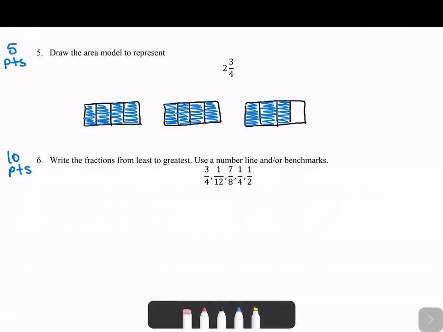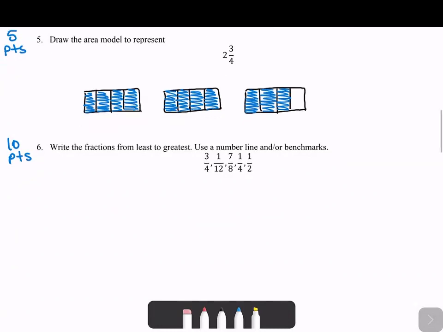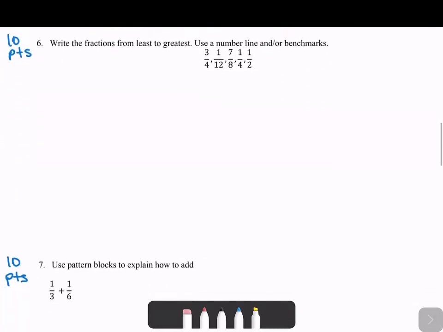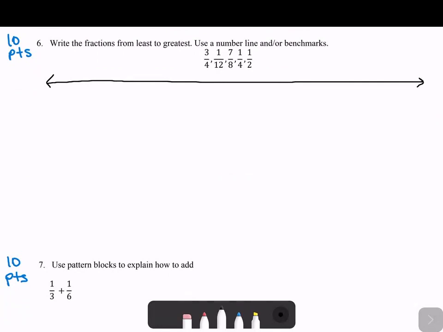Okay, number 6, we want to use fractions to write these numbers from least to greatest, and we want to use a number line and/or benchmarks. So I'm going to draw a number line first. These are all fractions, so they're all less than 1. So I'm going to have 0 here, 1 here, and then 1/2 in the middle.